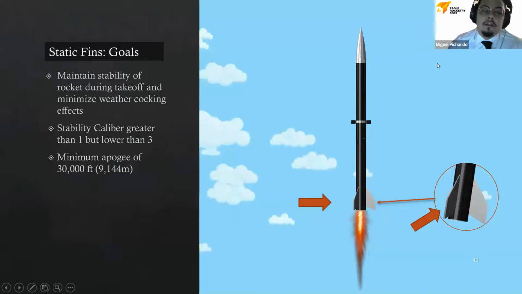Okay, thank you. So for the static fins, our goals are to maintain the stability of the rocket during takeoff and to minimize any weathercocking effects during its flight path. To achieve this, there are two things we keep in mind: the stability caliber, which relates to the stability of the rocket. We want this stability caliber to be greater than 1 but lower than 3. Anything lower than 1 implies an understabilized rocket, which we don't want, and anything higher than around 3 will imply an overstabilized rocket, which again is not ideal. The other thing we need to keep in mind is the apogee. We want at least 30,000 feet or 9,144 meters to reach the competition guidelines. Next, please.